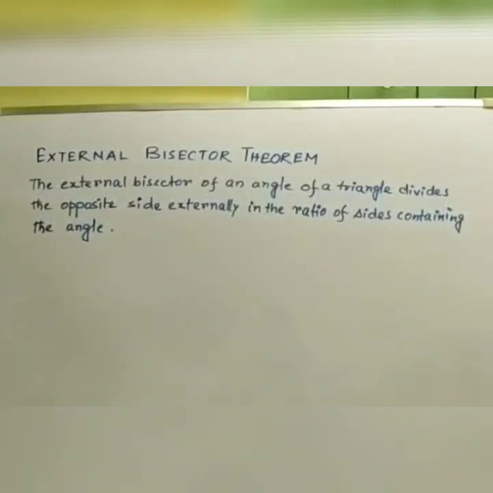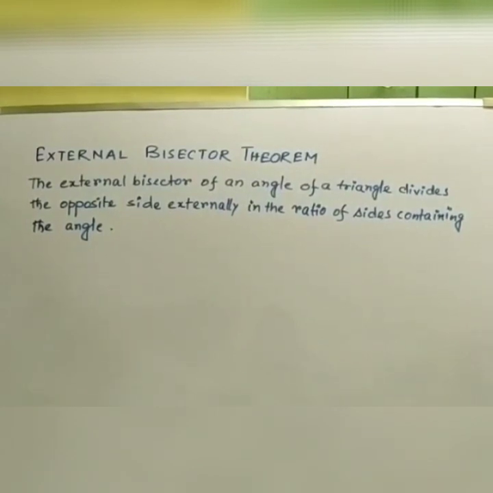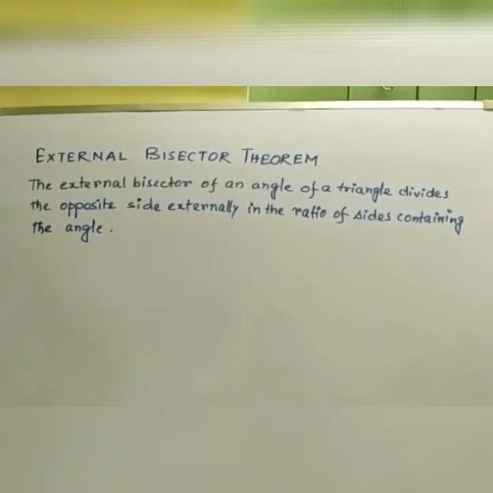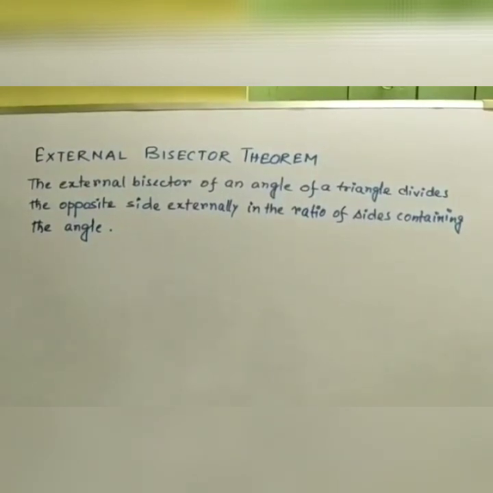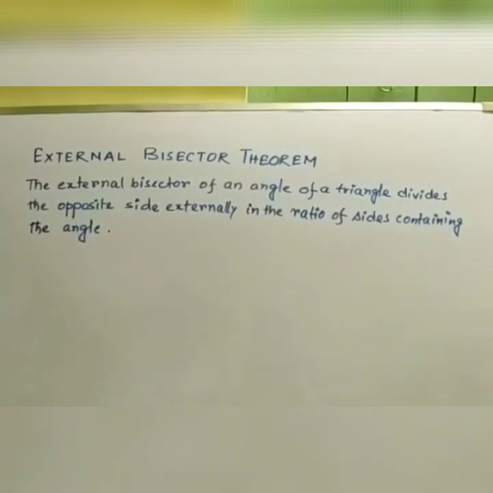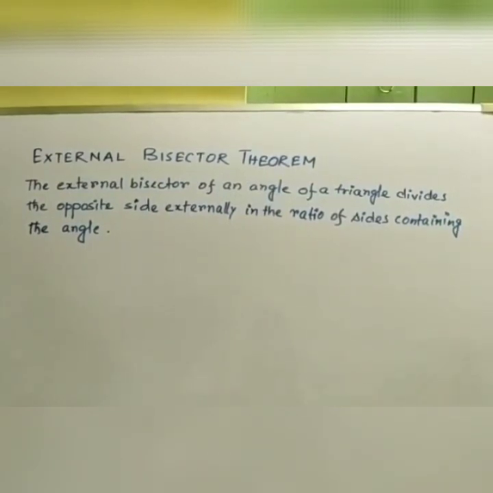Now we have the external bisector theorem. Previously we have learned about the internal bisector theorem, and now the second part of the bisector theorem, that is the external bisector theorem. Again you need to learn and understand the statement of the theorem. The external bisector of an angle of a triangle divides the opposite side externally in the ratio of the sides containing the angle. The same as previously was internal, and now here it is external. It will divide the opposite side externally in the ratio of the sides containing the angle. Okay, so let's show you the figure. From that figure you will understand better.